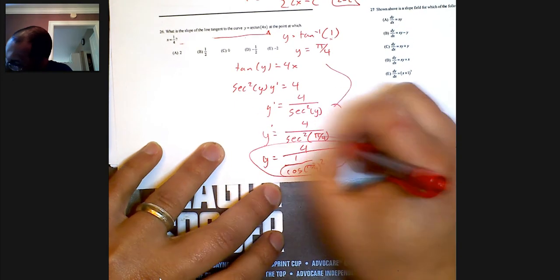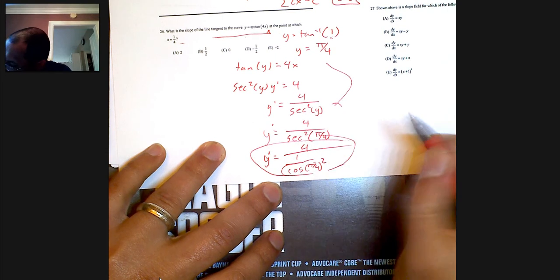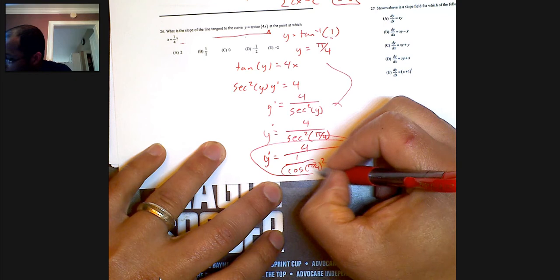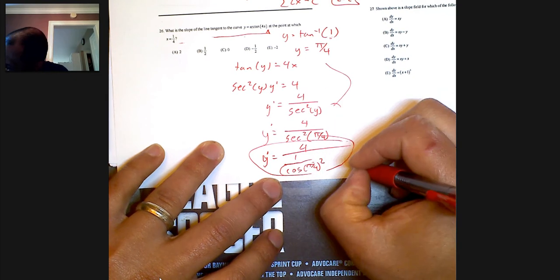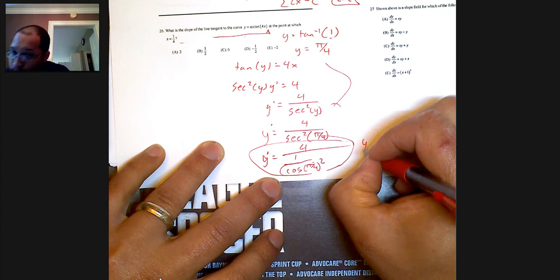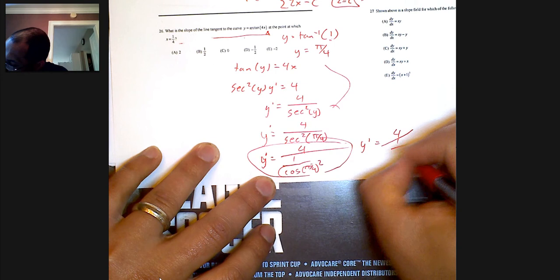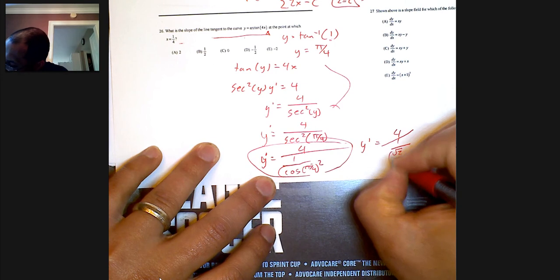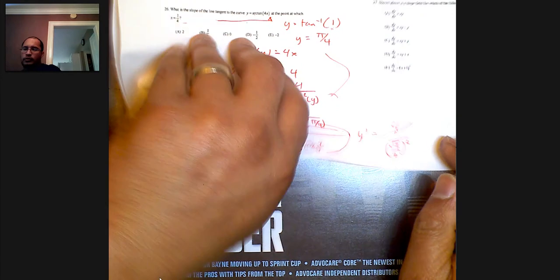But I've got to figure out what that is. Y prime. Okay, so cosine pi over 4 is square root of 2 over 2. And so we have y prime. Yeah, that's an ugly one. 4 divided by 1 divided by square root of 2 over 2 squared, which is off to the side.